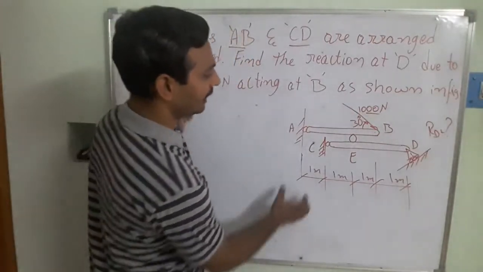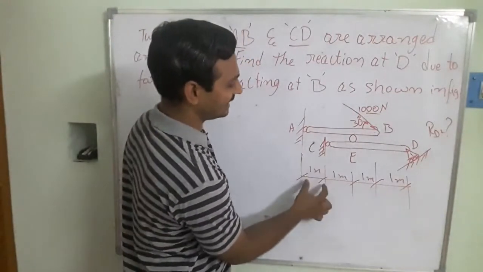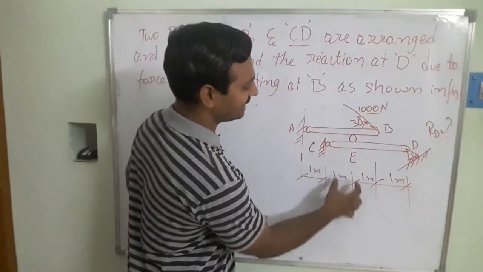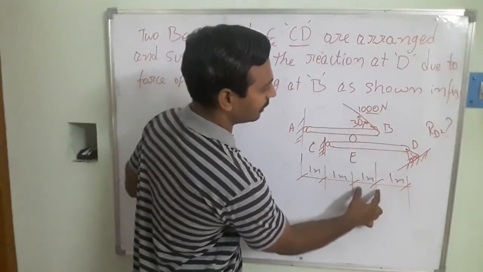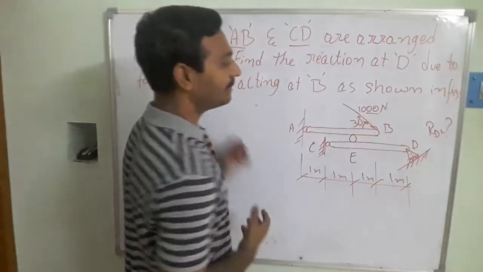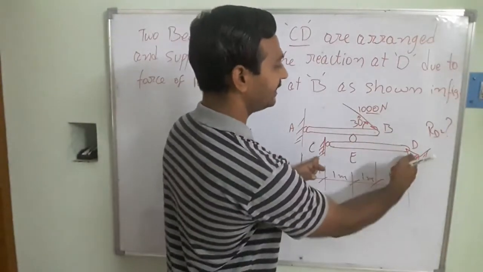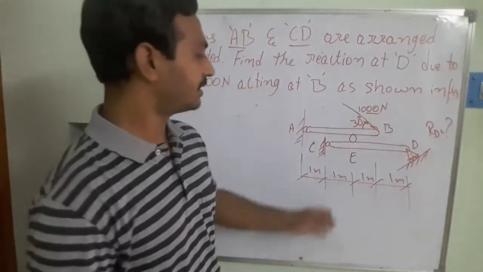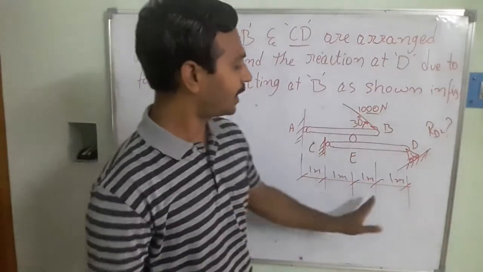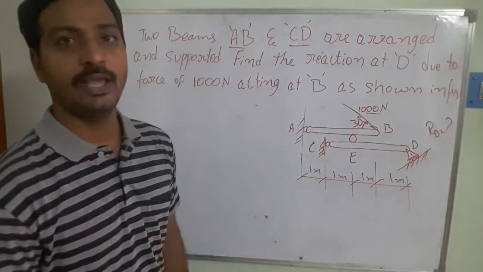At the same time, can you see the distance between A and C is given as 1 meter, and C and E is 1 meter, E and B is 1 meter, B to D is 1 meter. That means the total span length of AB is 3 meters and CD is also 3 meters. And the different points, different distances, exist.